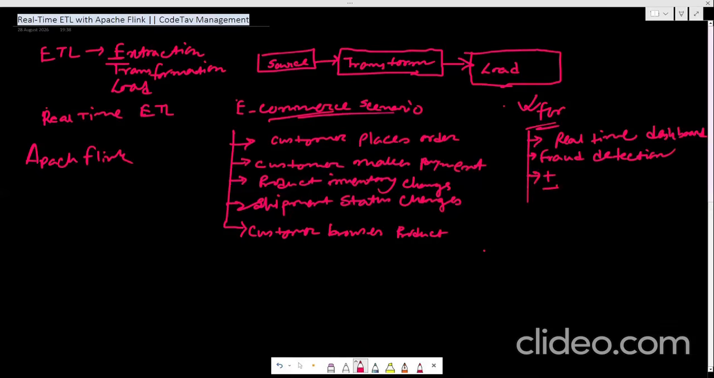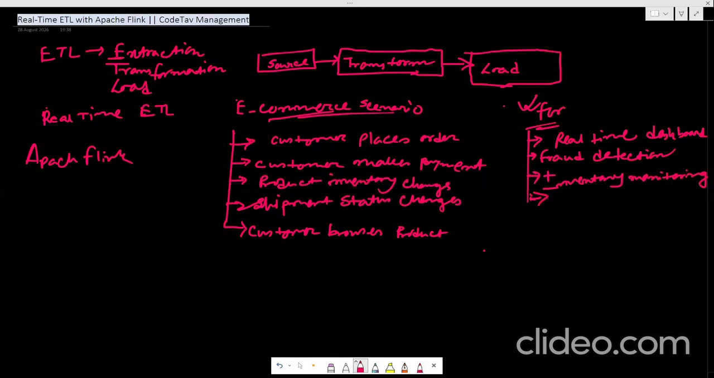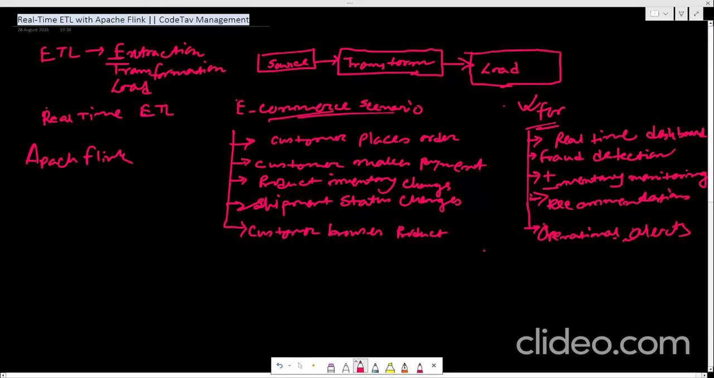Next, just think of inventory monitoring. Then suppose you are seeing an OTT platform, or suppose YouTube, where real-time recommendations are happening. Next, suppose some operations happen, then operational alerts are required. So operational alerts, that kind of thing. For that kind of thing it actually triggers. So that's where Flink-based real-time ETL comes into the picture.